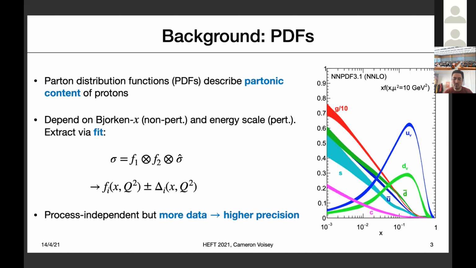And importantly, PDFs are process independent. So you can fit them to some set of data and apply them to whatever process you like. But importantly, the more data you include in your fit, the higher the precision. So it's important to include a wide array of data in your fits.